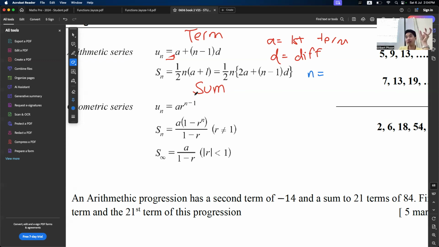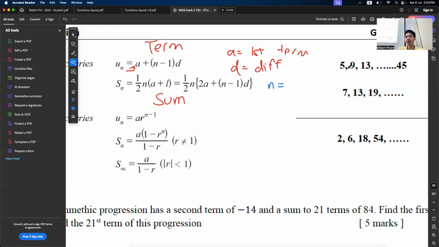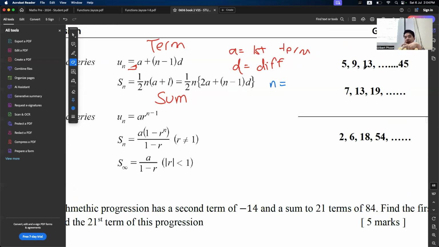Okay, what's to calculate sum, right? Let's just say we look at this example here, 5, 9, 13. If you want to calculate the sum of 5, 9, 13, right? What do you think the N value would be? Yes, correct. The number of terms. Number of terms, okay? So in this case, if we wanted to add these three up, then the N would be 3. If we only wanted to add 2 up, then the N would be 2.